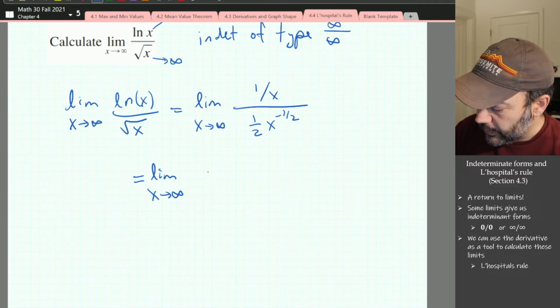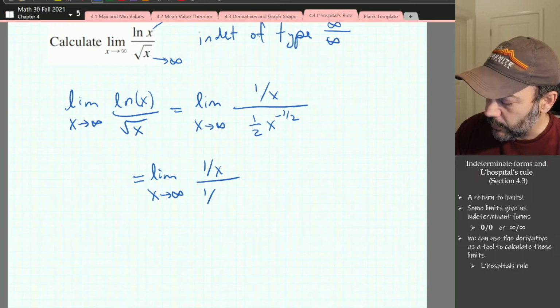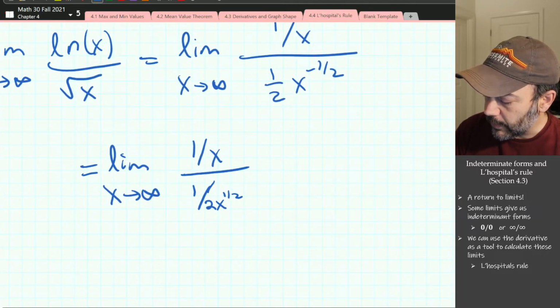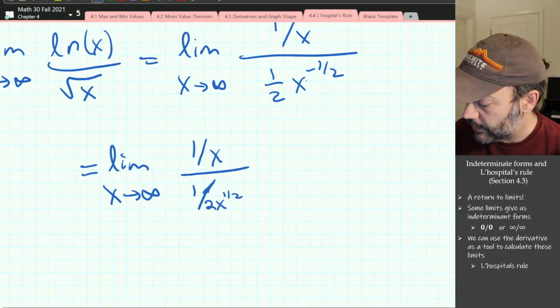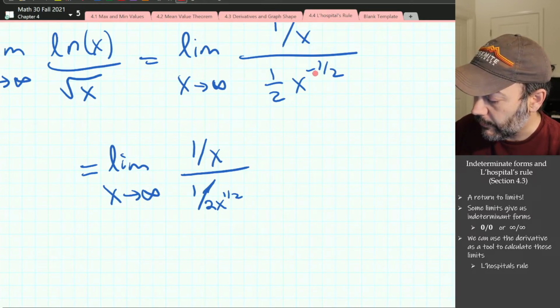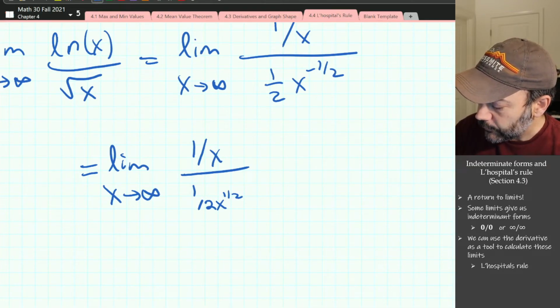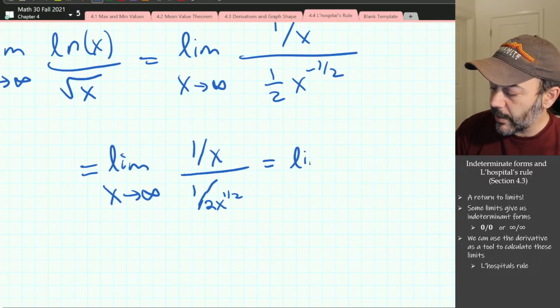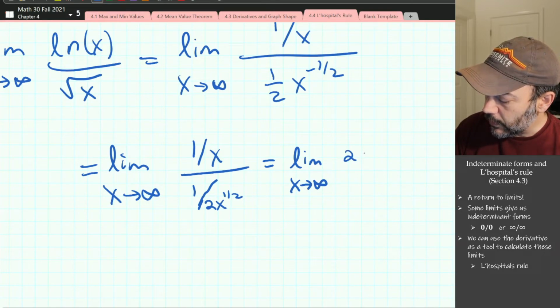There's a couple ways you can do this, but I know one way that students like to see is the numerator is 1 over x, the denominator is 1 over 2x to the 1/2. This negative exponent would bring this x to the negative 1/2 down to the denominator. So I just wrote that down here. Then I can flip and multiply the fractions, and I get 2x to the 1/2 over x.